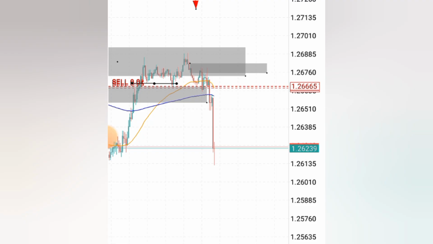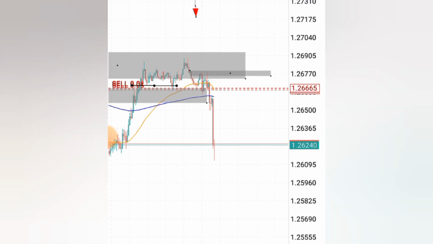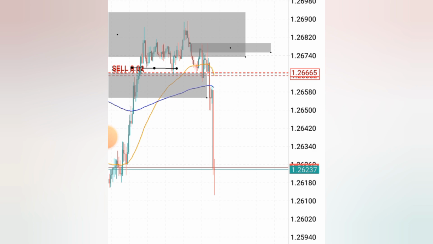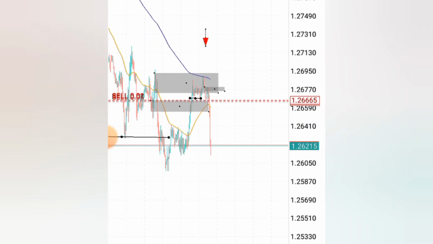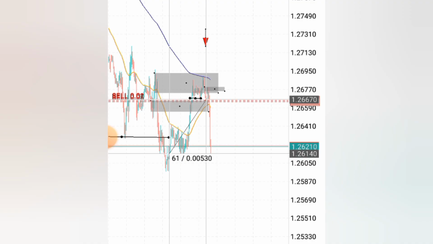Yes, so now this is where it sold from. When it reached there, this is where it sold from. You can see this is how we entered the market, right? So now here it is still selling. Let me see the number of pips we are floating in. Okay, so now we are floating in almost 61 pips in this London session, guys.